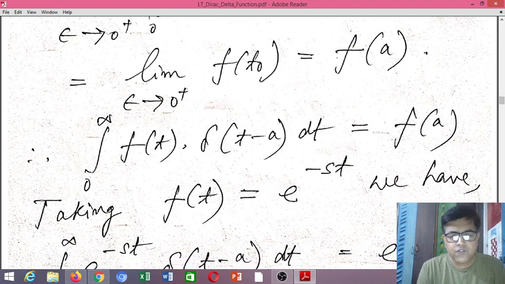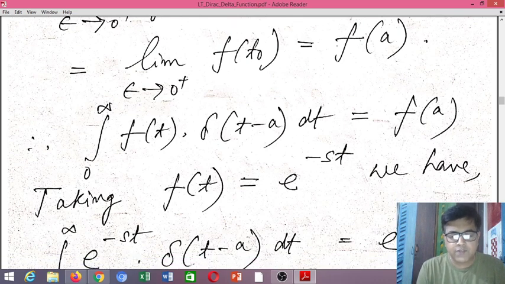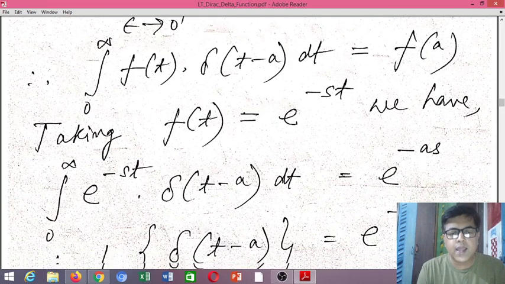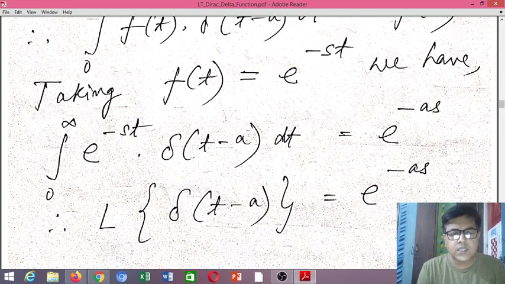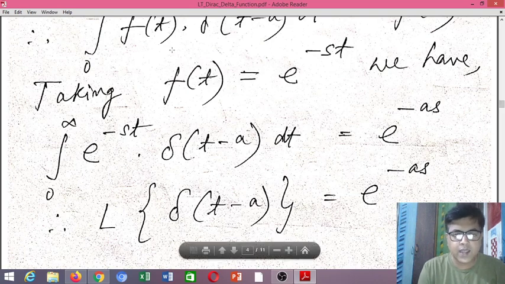Now, having proved this, we are taking the result of this to prove the Laplace transform of the unit impulse function or the Dirac-Delta function. So if we take in place of f(t) e to the power minus st, then what do we get? We'll get the integral from 0 to infinity of e to the power minus st into delta(t minus a) dt. Just in place of f(t), we are putting the value of e to the power minus st.